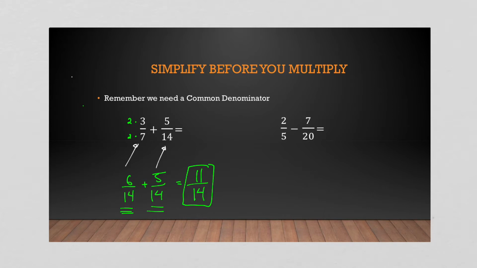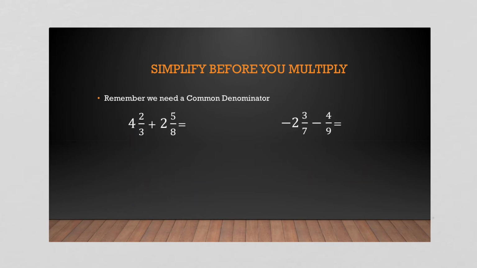So here's another one, subtraction. We can multiply 5 by something to get 20. So in these cases, we only need to change one of the fractions. It makes life a little bit easier. We don't have to worry too much about the lowest common denominator because we're only adapting one fraction. So in this case, we get 8 over 20 minus 7 over 20, and we end up with 1 over 20. So let's look at a couple more.